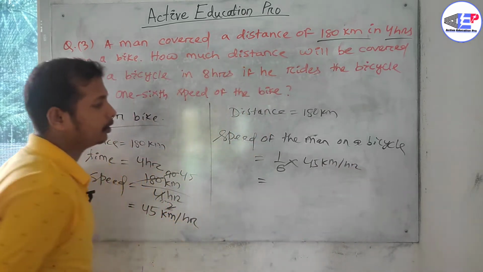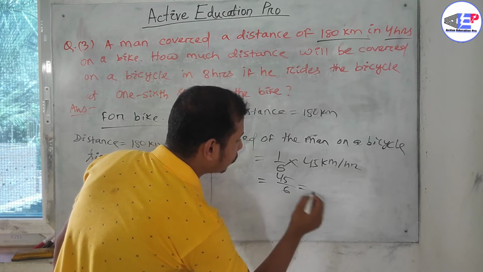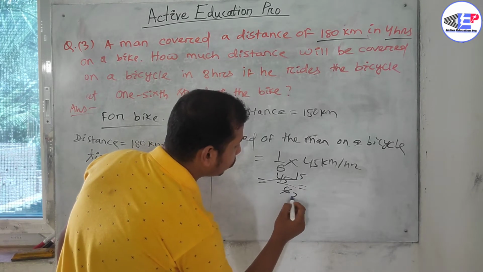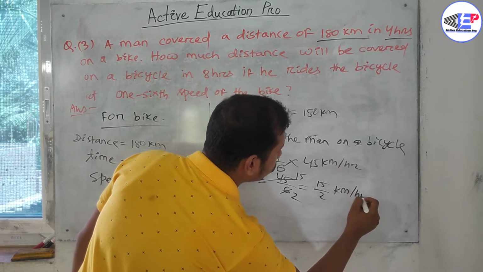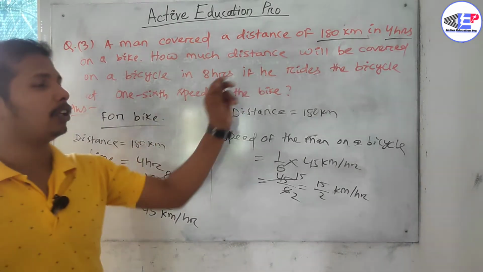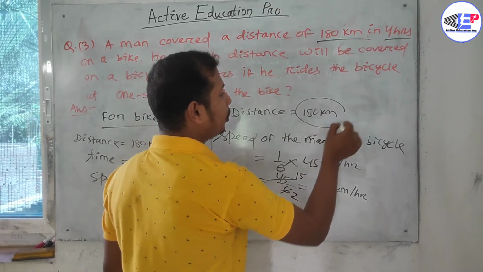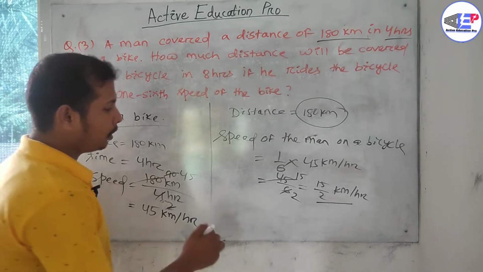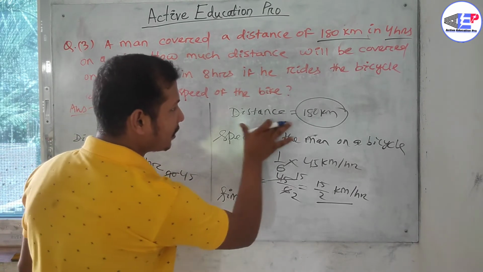Dividing 45 by 6, it will give 15 by 2. So it is 15 by 2 km per hour. Next, we have to find the time taken by the man to cover the distance of 180 km with the speed of 15 by 2 km per hour. So we know that the formula for time is distance by speed.